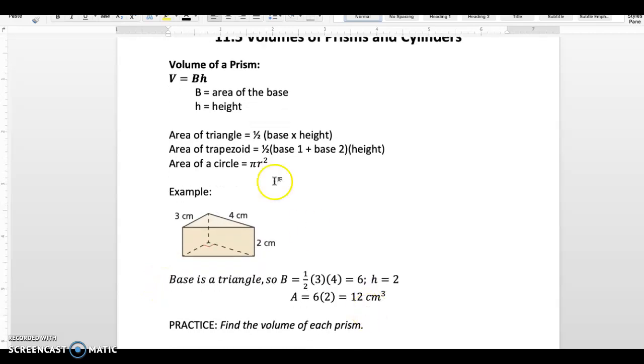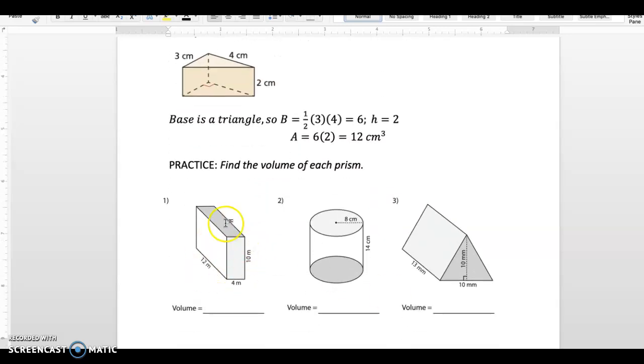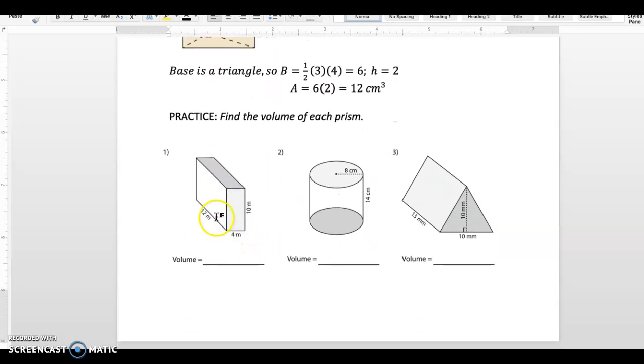So I did the work down here where I said 1/2 the base times the height. 1/2 of 3 is the base times the height of 4 is going to equal 6. So that's the area of the base. And the height of this prism is 2. So then you just plug in 6 times 2 is 12 centimeters cubed. Volume always is cubed.